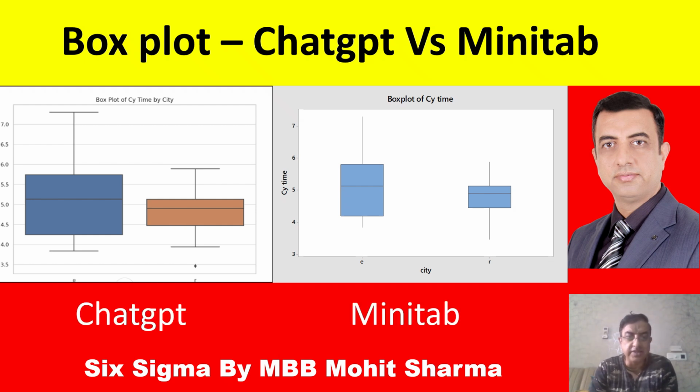On this slide, you can see on the left hand side there is an output from ChatGPT, and on the right hand side there is an output from Minitab. So let's go first to Minitab and understand how this is created, and then we will see how it is done in ChatGPT. Finally, in the end, we will compare the differences between both of them.